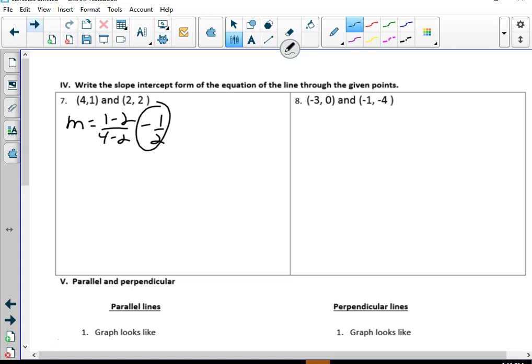Now, the way to do this is what we just did. We're going to do point slope form, then slope intercept. So you get to choose which point we use. 4, 1 or 2, 2. I'm going to pick 2, 2 because I know I'm going to be multiplying minus 1/2. So it's a little bit easier. So y minus 2 equals negative 1/2 x minus 2.